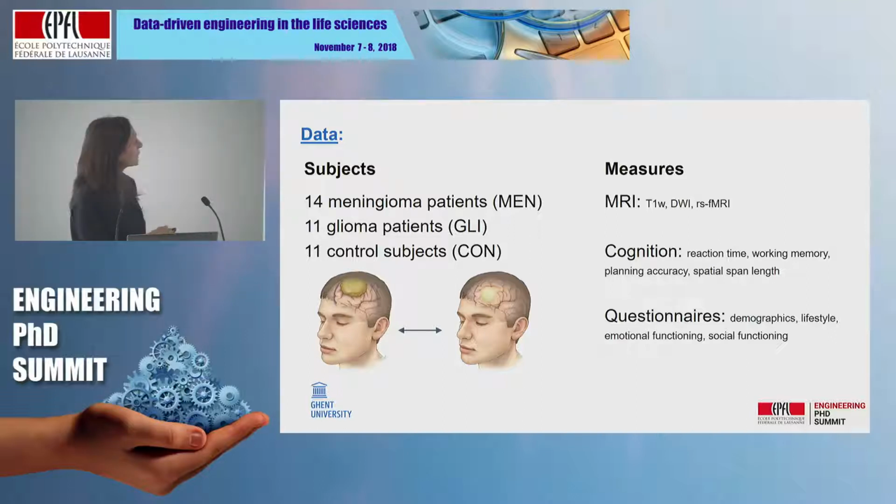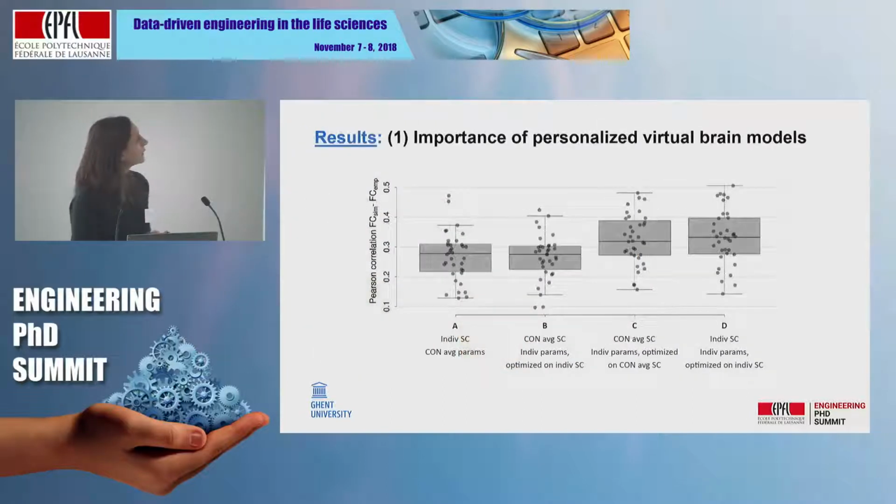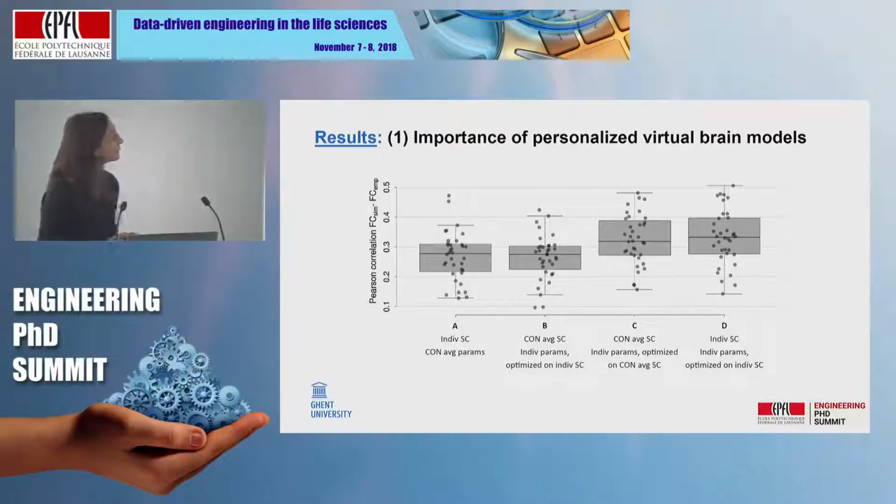And then from all of these patients, as well as from the controls, we acquired several measures, among them MRI images, as I already told you. We had diffusion-weighted imaging, but also some anatomical images and resting state fMRI. We also assessed their cognitive performance, and we had some questionnaires to get a little bit of background information on the patients. And then some first results.